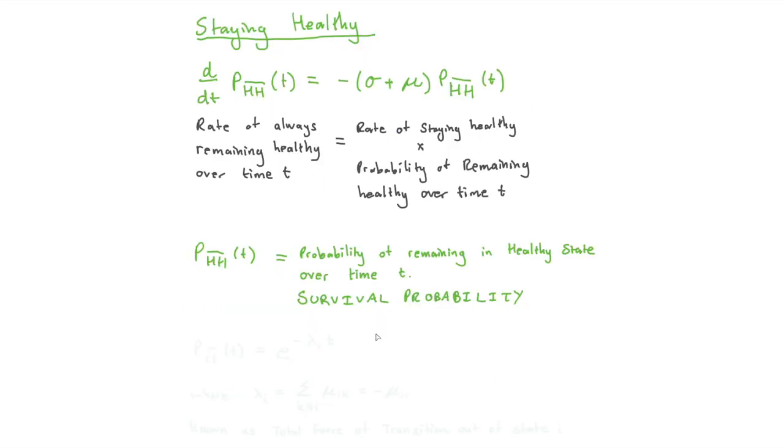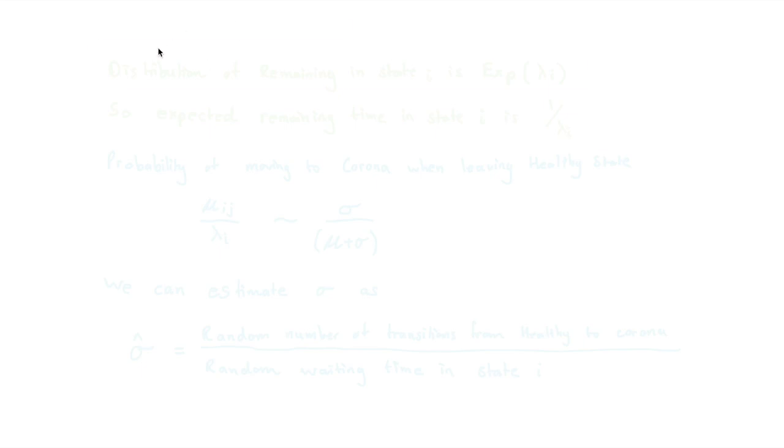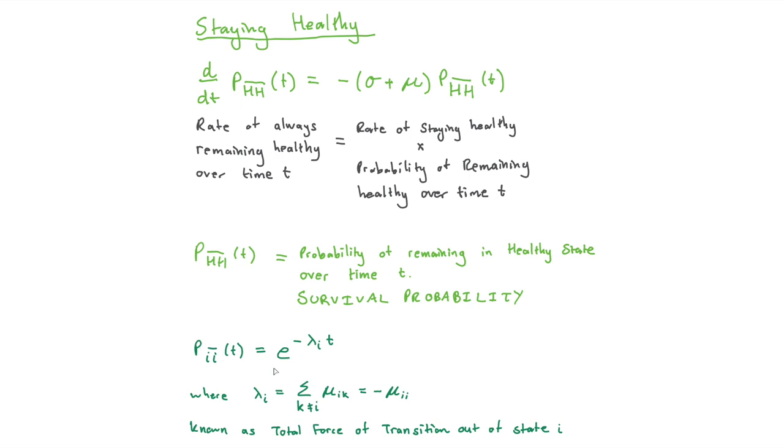Now, one of the things that we can do about survival probabilities is we can say that they're equal to the following. This is using the Kolmogorov differential equations. You might be saying, what does that lambda i stand for? Essentially, lambda i is equal to the sum of all the other transition rates, or it's equal to the negative transitional rate of staying in the state. So think of lambda i as the total force of transitions out of state i. This can be useful because we can use it for various things. For instance, this should remind you a little bit of the exponential distribution. We can see here the distribution of remaining in state i is exponential with lambda equal to lambda i.